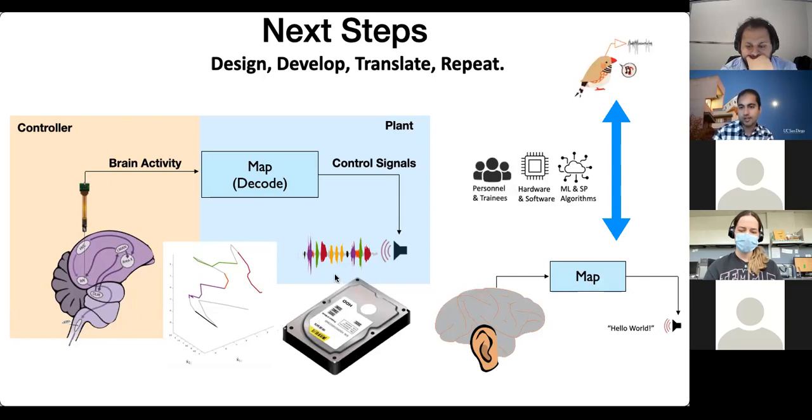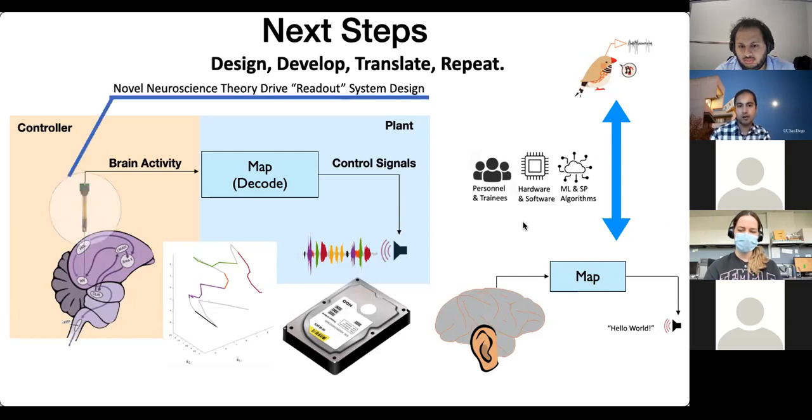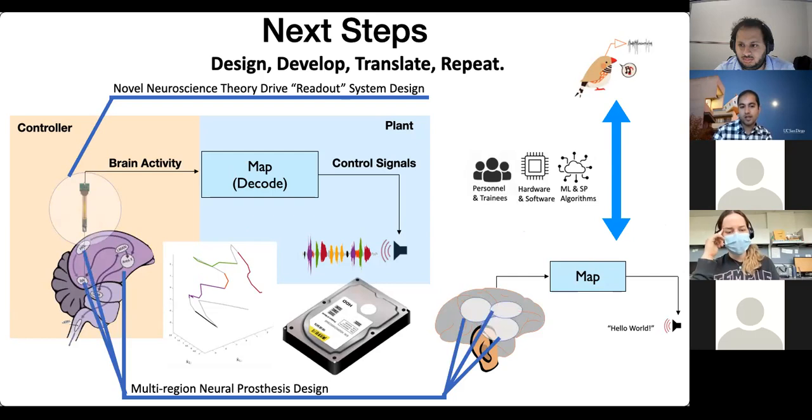We're starting to take this work and develop pathways to clinical translation, including the epilepsy monitoring unit, to share insights between studies. Along the way, we're designing novel neuroscience theory-driven readout systems, compressed sensing-based systems, and beginning to look at how we would develop multi-region neural prostheses to achieve some of the high-level goals that I stated earlier.